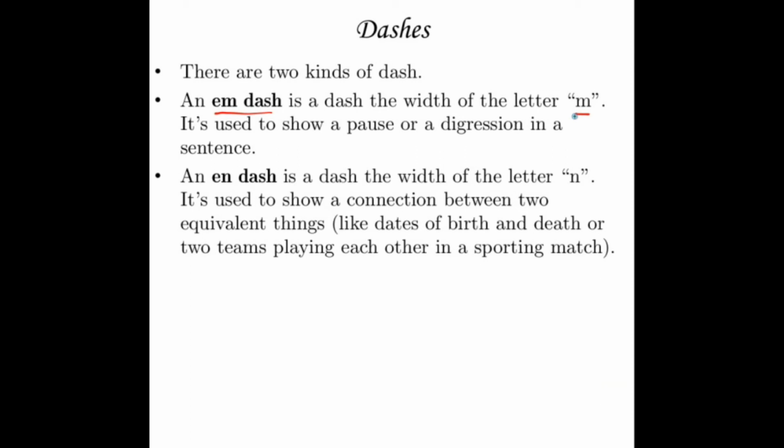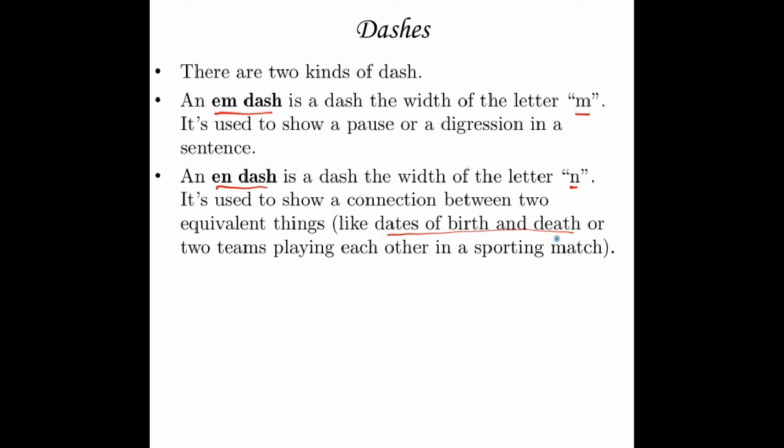An en dash is a little bit different. It's a dash the width of the letter N, so it's a little bit shorter. It almost looks like a hyphen. It's longer than a hyphen, but shorter than an em dash. Occasionally you have to get a little ruler out to measure your dashes, but once you get used to seeing the difference, you'll be able to pick it out pretty easily. An en dash is used to show a connection between 2 equivalent things, like dates of birth and death.